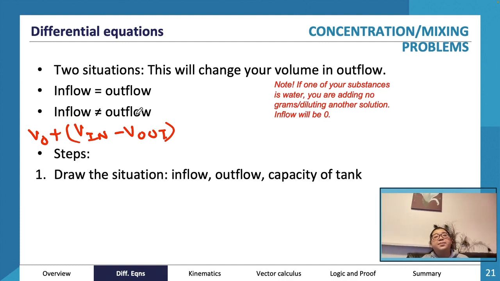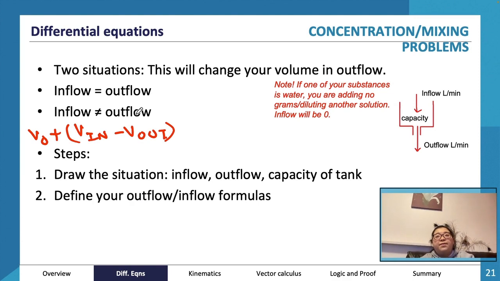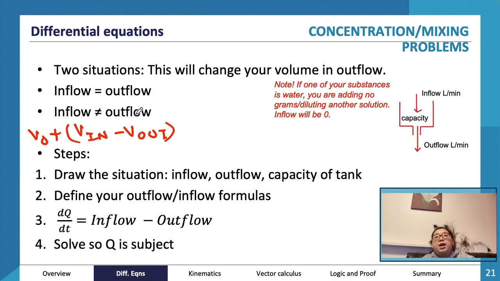Okay, in terms of the steps, you want to draw the situation. You want to put an inflow, outflow track, and also the capacity of the tank. So something like that. And then you want to define your inflow and outflow formulas. That just includes writing out how fast it's going in and what's the concentration going in. Same thing here, how fast is it coming out and what's the concentration of the thing that's coming out.